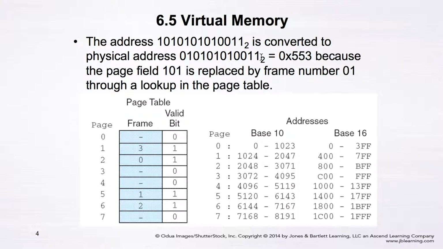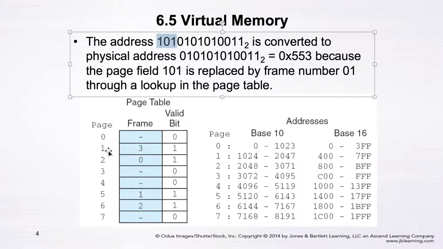So how can we do that? We do that by looking at the first 3 bits of the virtual address, which correspond to the value 5. That's the page number. Looking at the value of the page in the page table, 5 corresponds to page frame 1. Page frame 1 is going to be represented by 2 bits in the physical address.